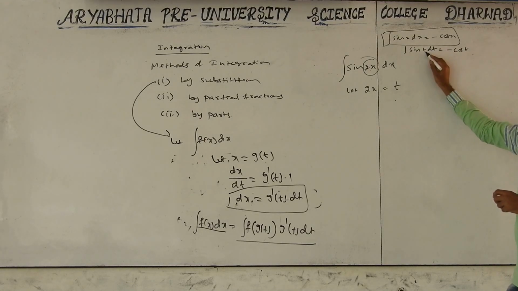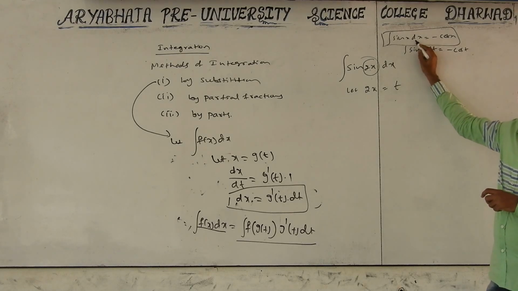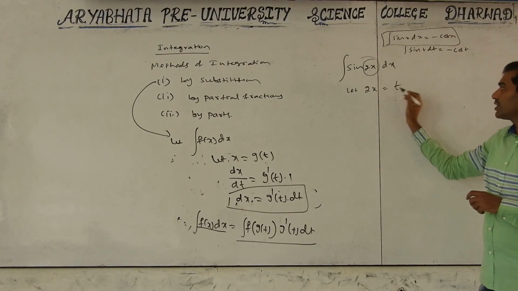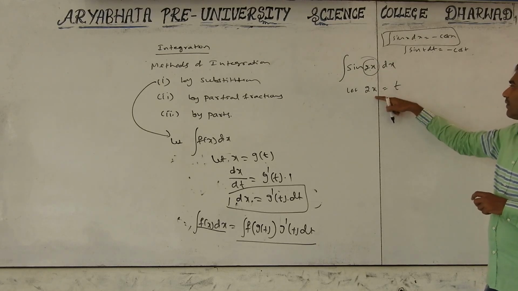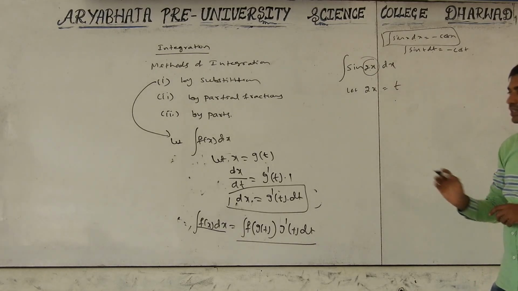Minus cos t with respect of t, with respect of x. Okay, now let 2x equal to t. Then after substituting, we will get this form. See, 2x equal to t.